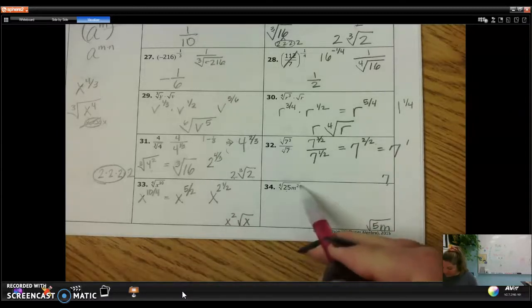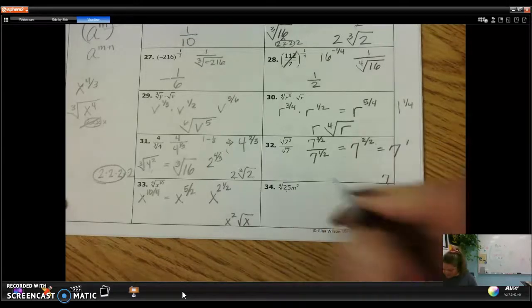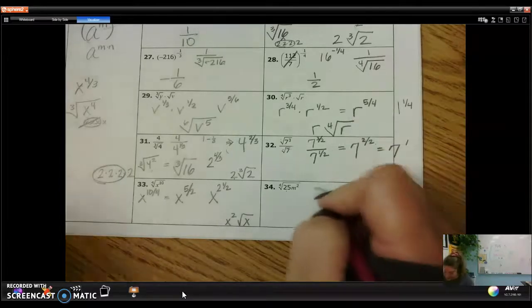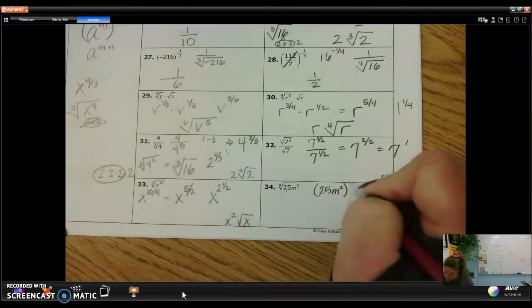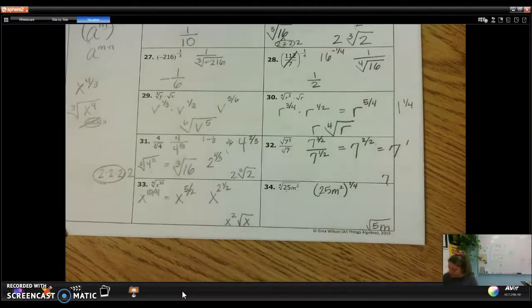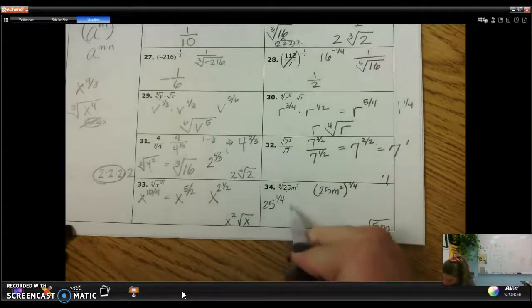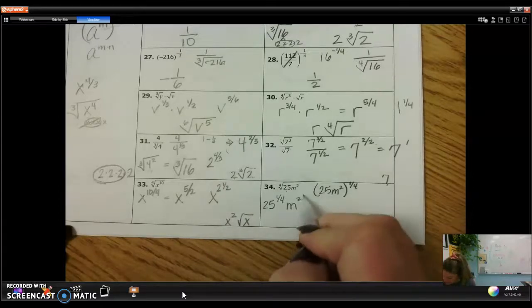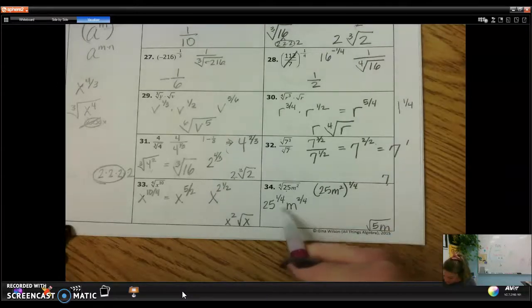25 m squared, and we're doing this to the 4th root. So this one, if we write it as rational exponents, right, this is going to be 25 m squared, all of it to the 1/4 power. And if you do some distributing, we're going to get 25 to the 1/4, and then m to the 2/4, which reduces to 1/2, okay?